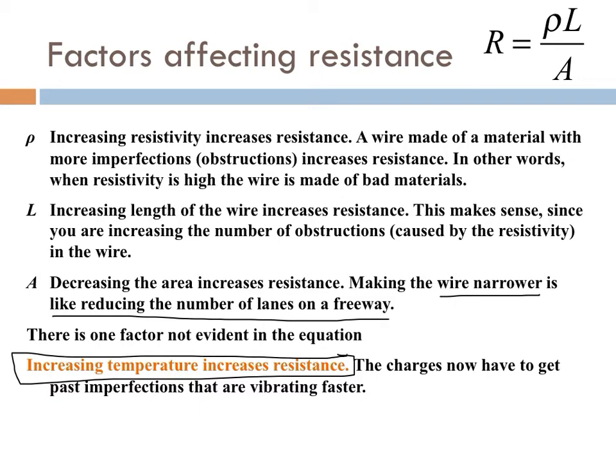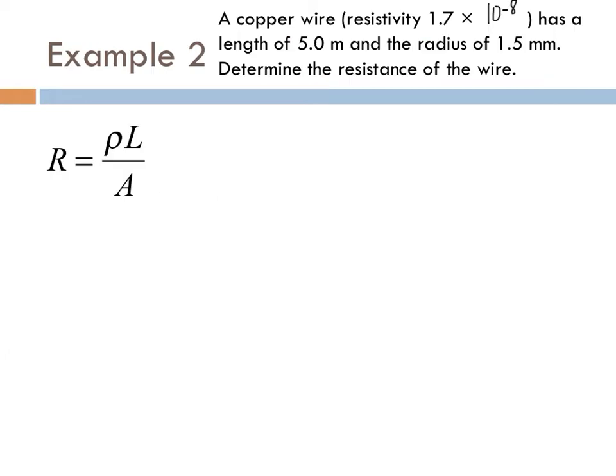The charges now have to get past imperfections that are vibrating faster. In this example, we have a copper wire with a resistivity of 1.7 times 10 to the negative 8. So that information is our rho, 1.7 times 10 to the negative 8. And it has a length of 5 meters and a radius of 1.5 millimeters, or 0.0015 meters. And we're asked to determine the resistance of the wire.